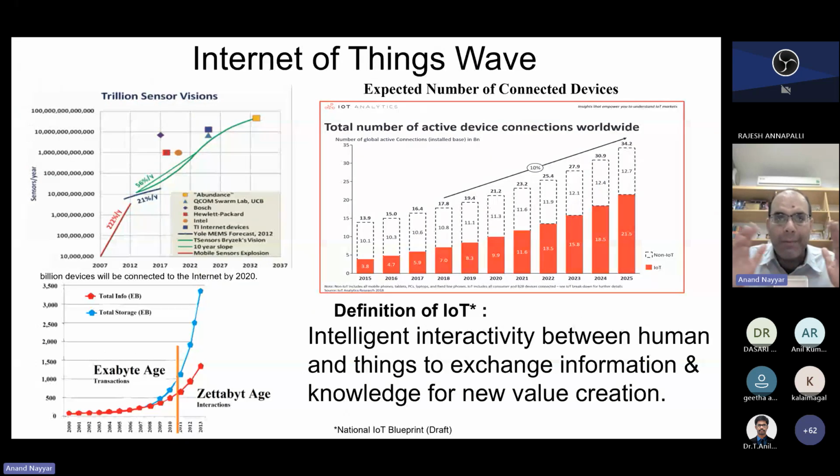So this is IoT, everybody. You can see that as compared to the trillion sensor visions, what I'm expecting is that the sensor vision is going to increase by 57% starting from 2025 onwards. And now we are moving towards zettabyte scale by early 2027. So IoT means intelligent interactivity between the things so that we can exchange the value and the knowledge for value creation.